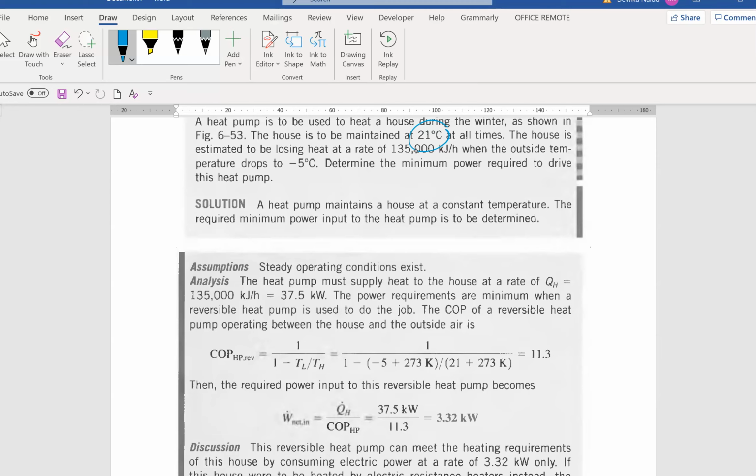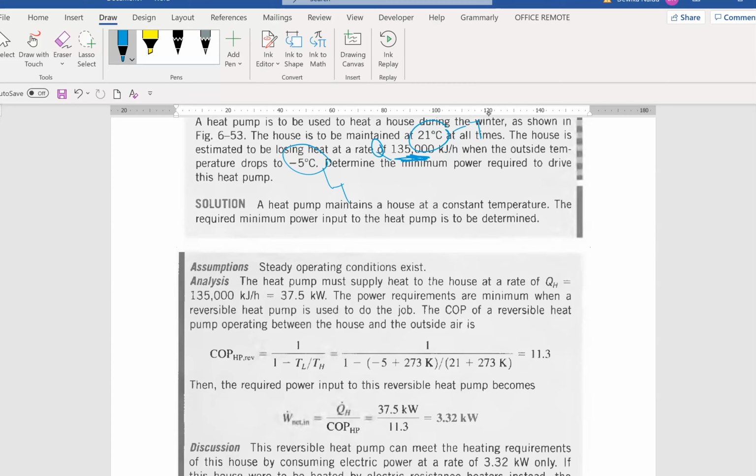The house is estimated to lose 135. So when it's losing, this would be the Q. And this would be the temperature. When the outside temperature drops to -5, which once again is a temperature T, determine the minimum power required to drive the heat pump.